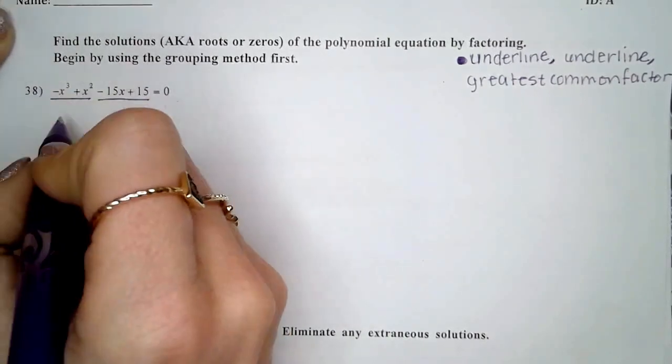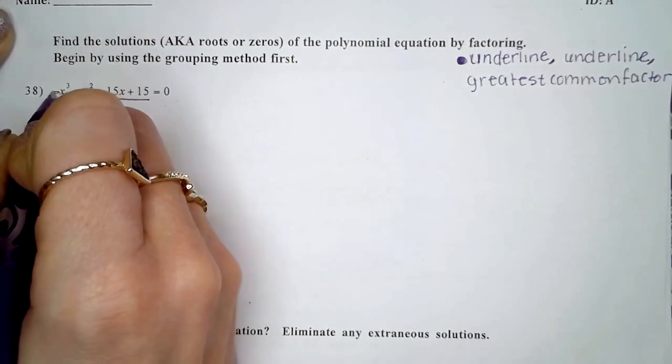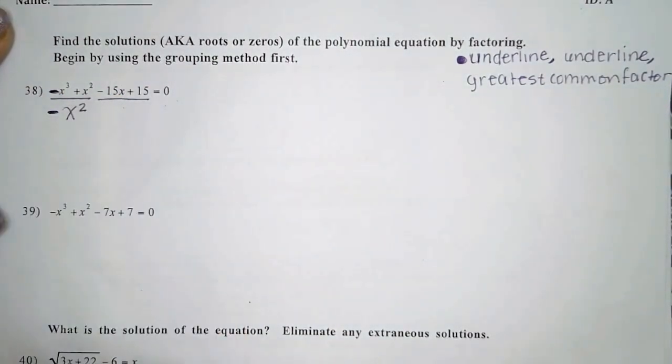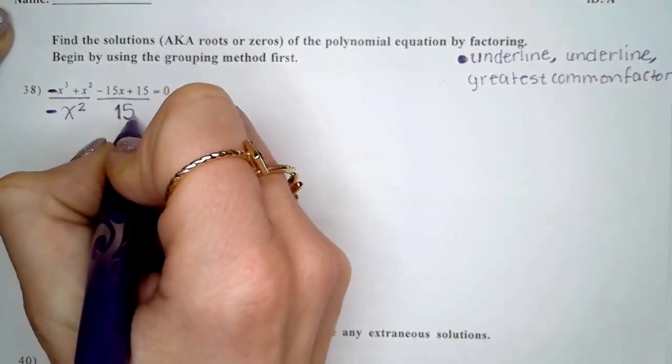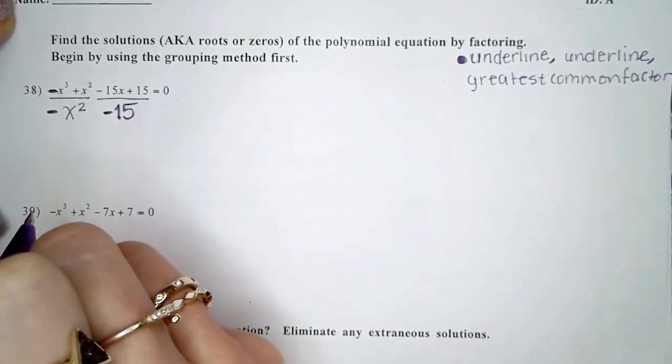My greatest common factor here, if you only write x squared, that's okay, but it's not great. Always use whatever sign the first thing is as well. So I'm going to use negative. Here, again, same problem. If you only write 15, you might run into a little bit of trouble. So we're going to factor with a negative also.